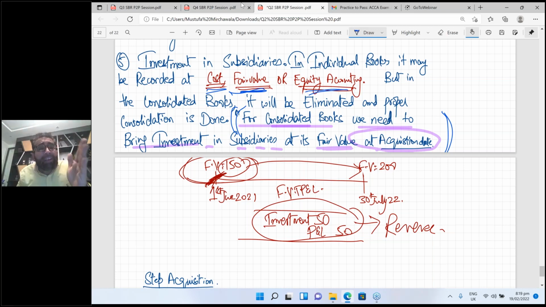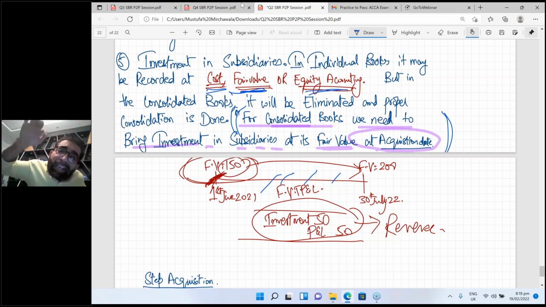I recorded the investment in the subsidiary company as fair value through PNL. So when in the individual books you are doing accounting of fair value through PNL, you need to bring it to fair value at each reporting date. So let us say after takeover, in 1 year, the fair value increased from 150 to 200.